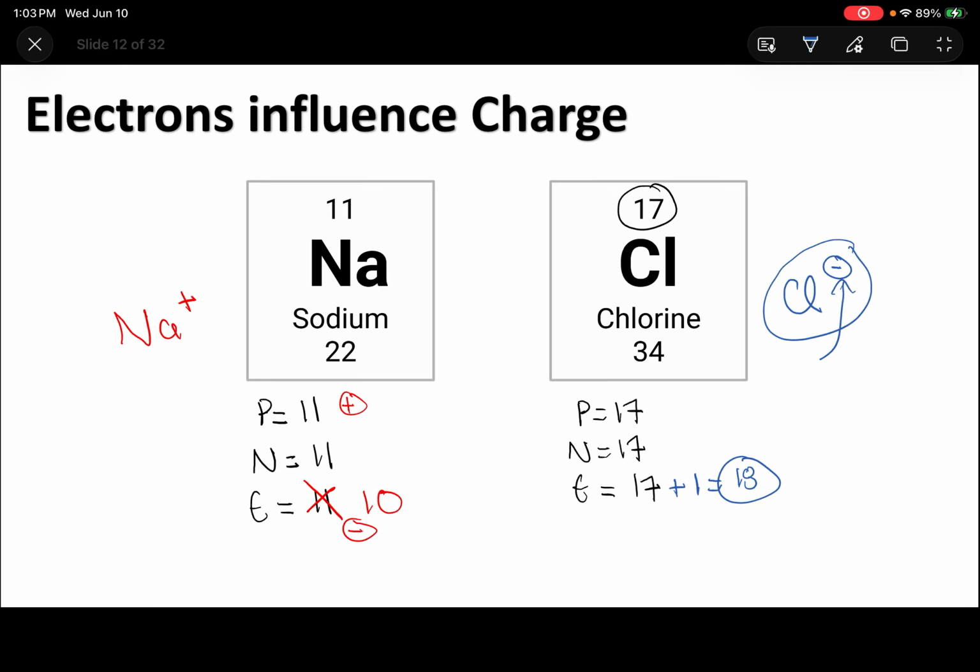But just remember, when we lose an electron, we become more positive. When we gain an electron, we become more negative. So it can kind of feel a little opposite. Lose an electron, you become more positive. You gain an electron, you become more negative.